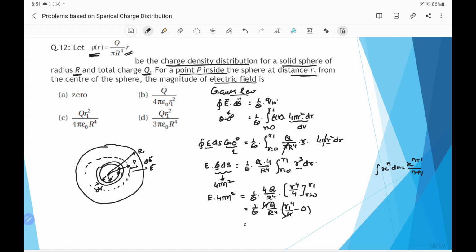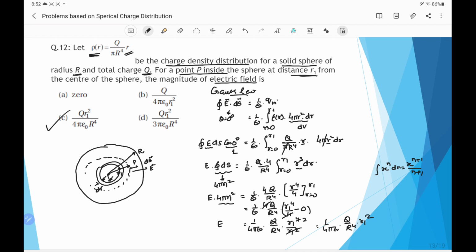So 4 and 4 will be cancelled out, and remaining will be E equal to, this 4πr1² is taken to the right hand side, we will get 1 by 4π epsilon naught and Q by R⁴ into r1⁴ by r1², and these two will be cancelled. Therefore E will be equal to 1 by 4π epsilon naught Q by R⁴ into r1². Now we check the given options, and out of which option C is the correct option. This is Q r1² by 4π epsilon naught R⁴.